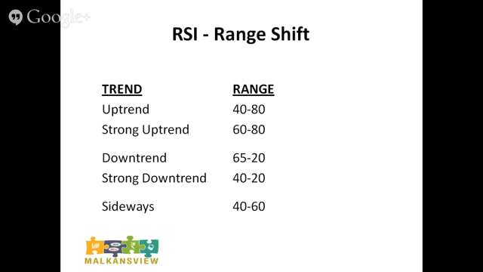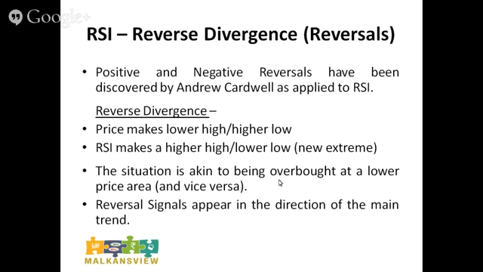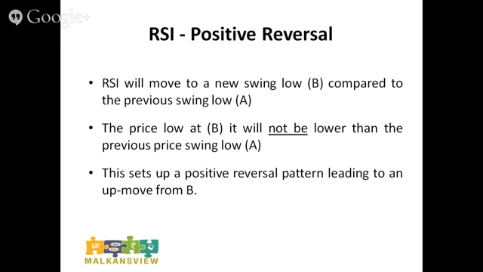Now, reverse divergence, compared to normal divergence: when price makes a new extreme, here RSI makes a new extreme. So what does it mean? The market does not make a new high, but RSI makes a new high. Let's see what it actually means. This reverse divergence concept was discovered by Mr. Andrew Cardwell as applied to RSI, and it says price makes a lower high and RSI makes a higher high, and vice versa. Now let me show you in the chart, so it will make things much clearer. RSI will move to a new swing low B compared to the previous.